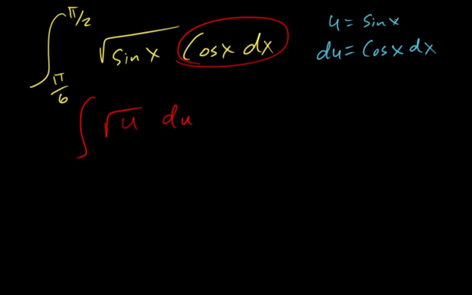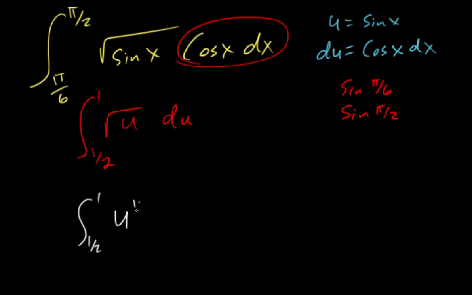So if we do sine of pi sixth, that gives us 1/2. And then if we do sine of pi halves, that gives us a 1. So you can use your unit circle or possibly a calculator if that's easier. Okay, so we're going to go from 1/2 to 1.